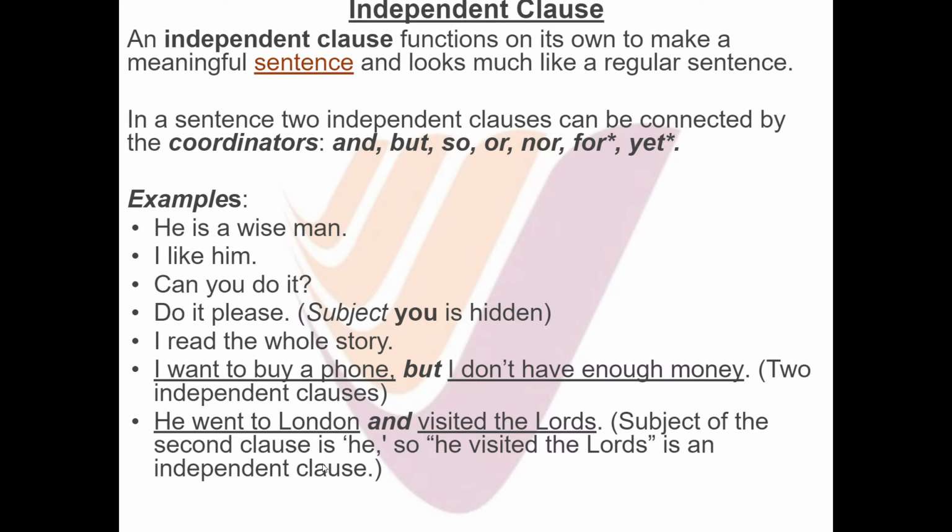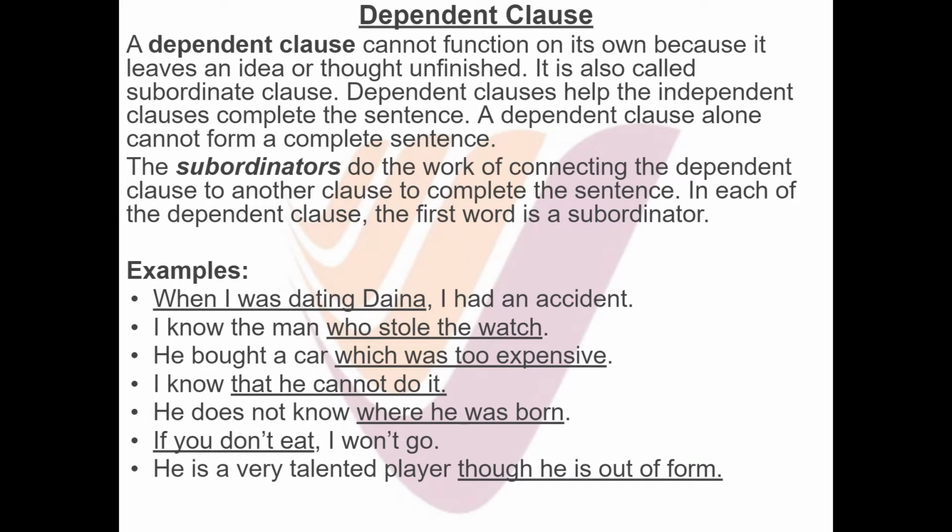He went to London and visited the lords. The subject of the second clause is he, so he visited the lords. It's an independent clause. Okay, guys, have you understood? Yeah. So what is a dependent clause?